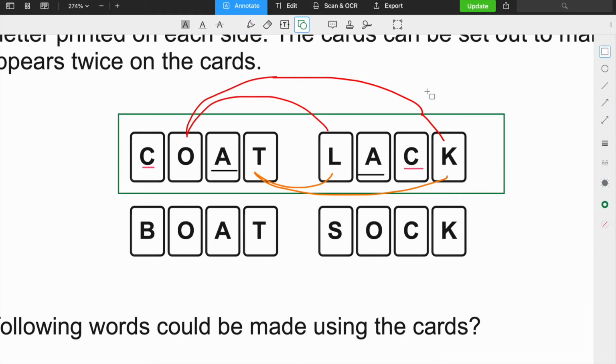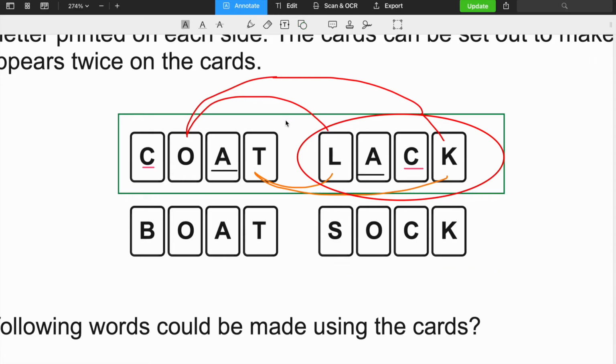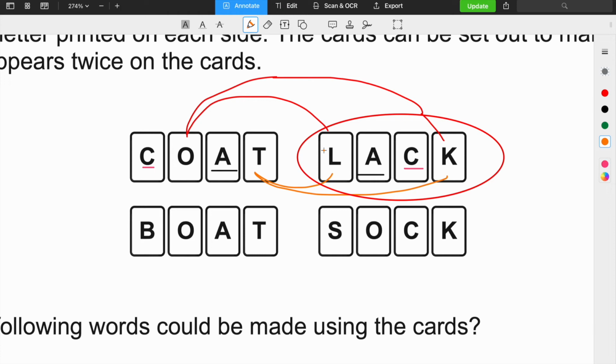Okay, so let's look at some other cards for further clarification. What if we looked at L, A, C, K, and these? If we compare these, we know that L would be either with S or O. Previously, we know that L is either with O or T. So if L is either with O or T based on this, and L is either with S or O based on this, then L must be with O. I know that was a bit confusing, but I hope that makes sense.